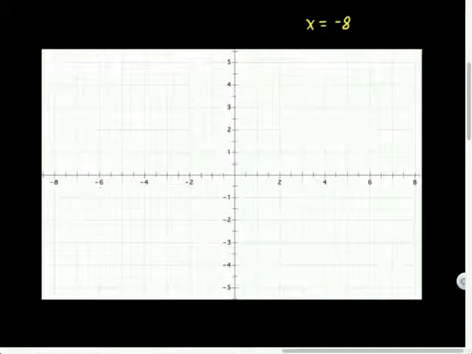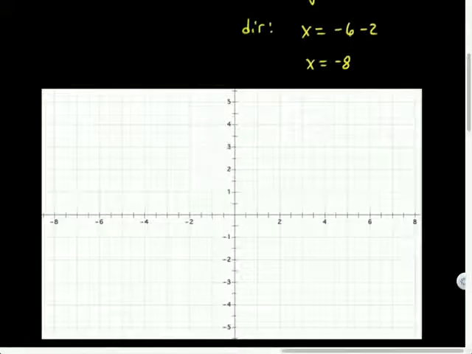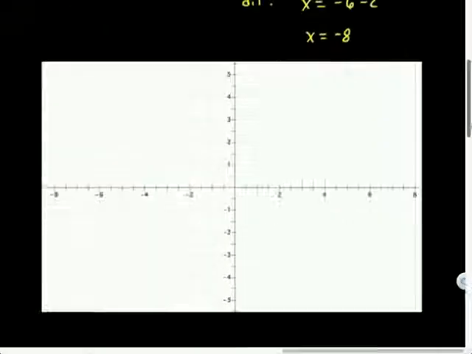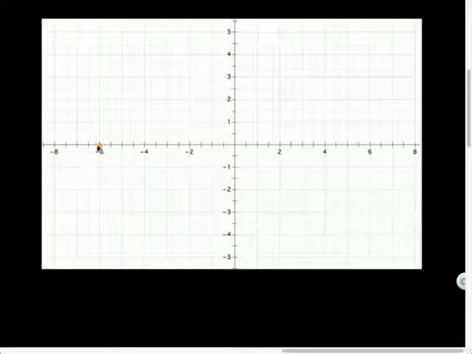That'll do. So let's start plotting the information we know. So the vertex is at -6, 0. So here's my vertex, right? The focus is 2 points to the right of that. All right, so there's my focus.